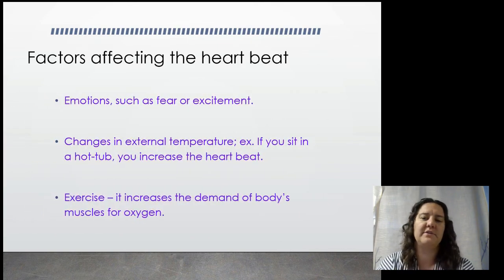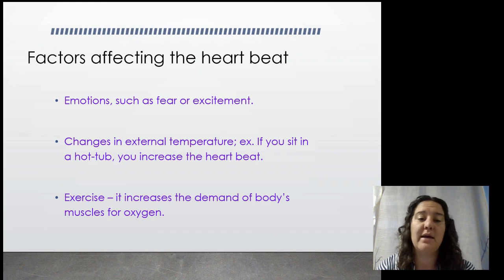There's different things that can affect our heartbeat. One of them is emotions such as fear or excitement. So if you're afraid or scared or excited or anticipating things, typically your heart rate will increase. External changes in temperature can also increase your heart rate because your heart is trying to circulate blood quickly to cool you down.